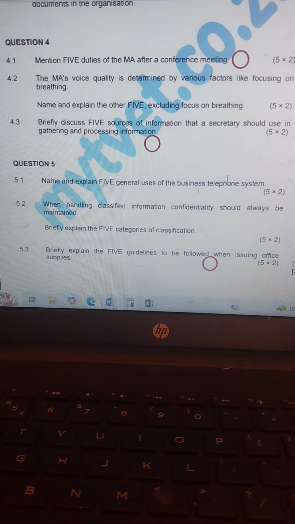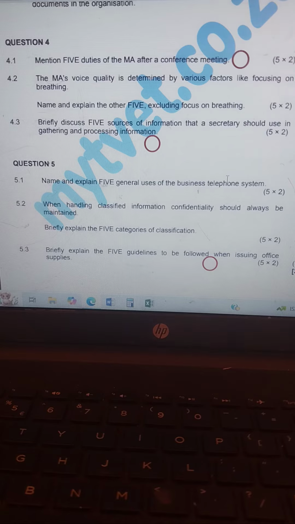excluding focus on breathing. Number 1, we have volume. The explanation: do not speak too softly or too loudly. Never shout. Speak as you normally would. Number 2, cleanliness. Explanation: speak clearly and pronounce words properly without sounding artificial.